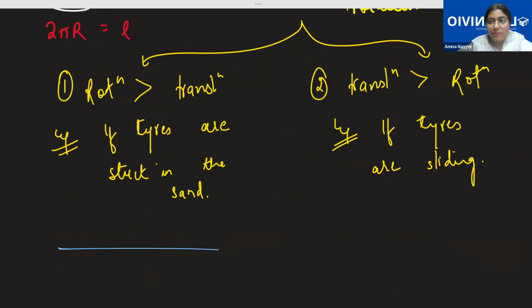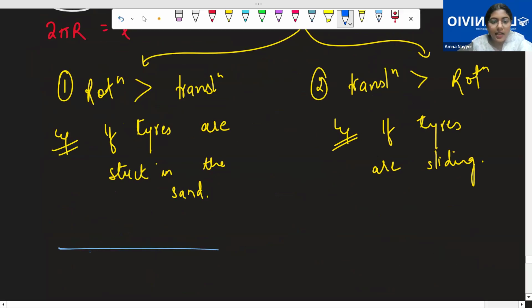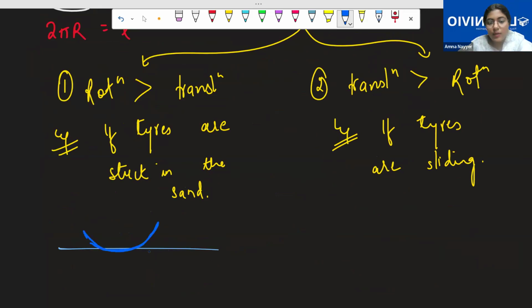If the tires are stuck in the sand, what will happen? The tire will just be rotating, because it won't be able to move further because of the sand. This is a very good example of when the rotational component is greater. Or you can say when the tires are sliding. If it's a very smooth, shiny road or surface, and tires are present on it.